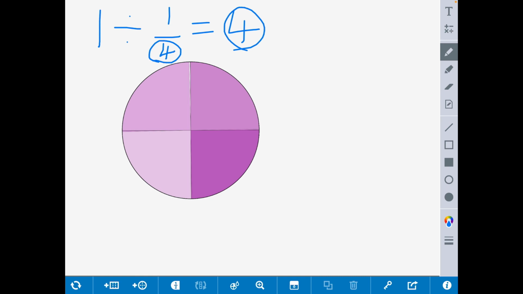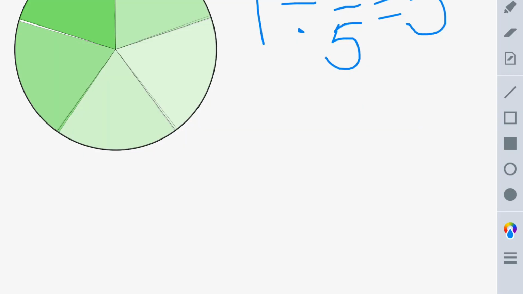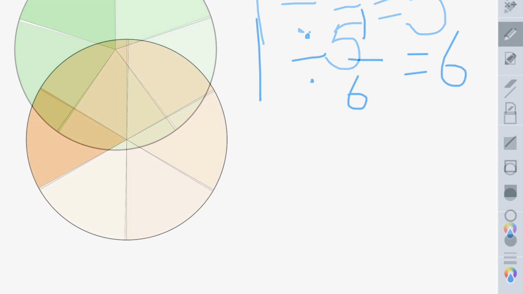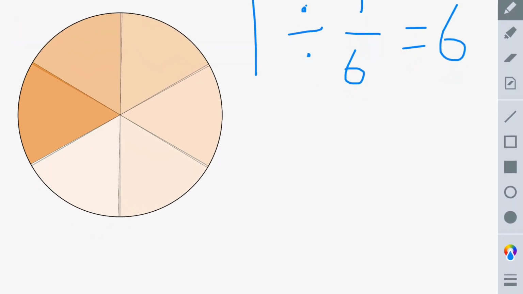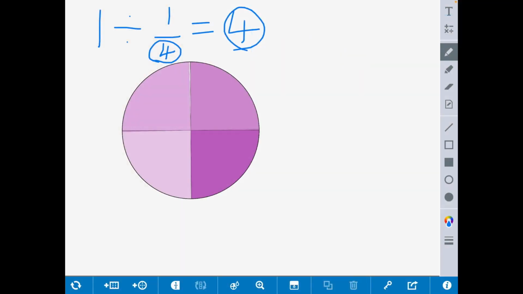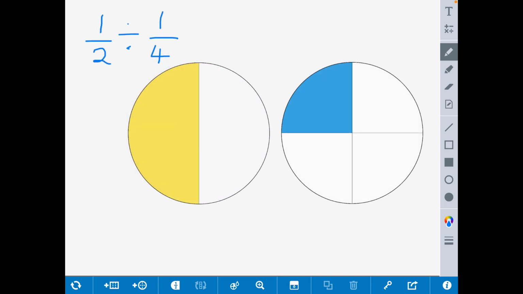Now the children will have probably noticed this going on, and will have come up with a hypothesis that instead of dividing it by a quarter, it is the same as multiplying it by 4. And if we try it with other numbers, you'll see that 1 divided by 1/5 is 5, and 1 divided by 1/6 is 6, and so on and so forth. But in this video, we're going to look at some slightly more complicated, slightly more difficult examples. So the first example we're going to look at is 1/2 divided by 1/4.